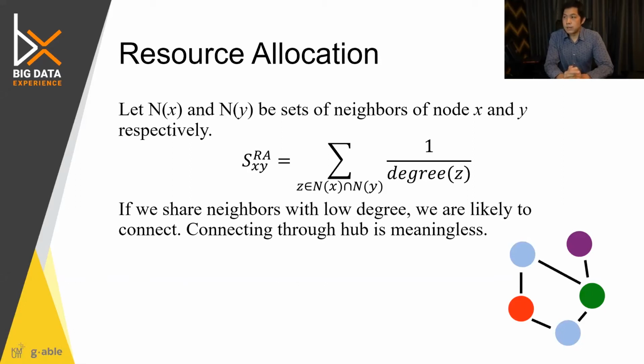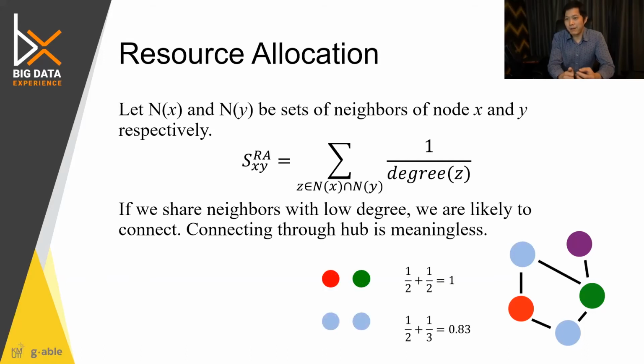Now the third one, right? The third one is resource allocation. Resource allocation is not the course that you learned last semester. It's not the resource allocation by Ajahn Ming and Ajahn Pon, right? Resource allocation is a measurement that measures the degree, but the name is resource allocation. It measures the similarity between nodes.